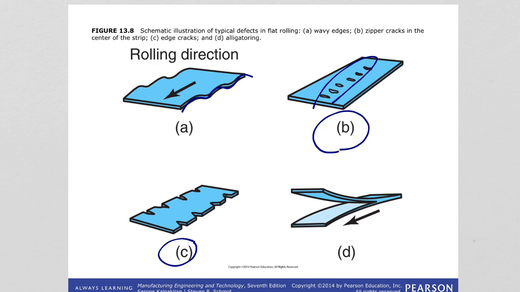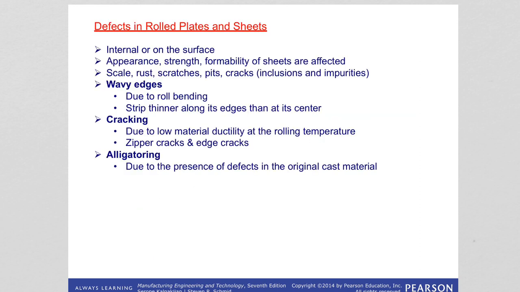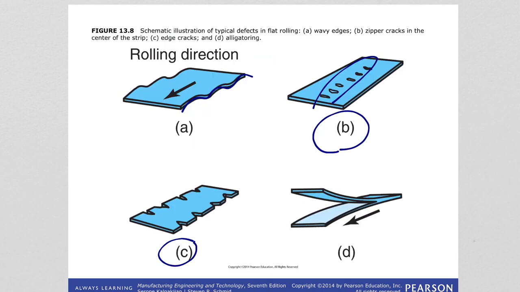So the other one is alligatoring. So this is due to the presence of defects in the original cast material. So if you look at it, you see why it's called alligatoring, right? Because it looks like the alligator is opening his mouth.